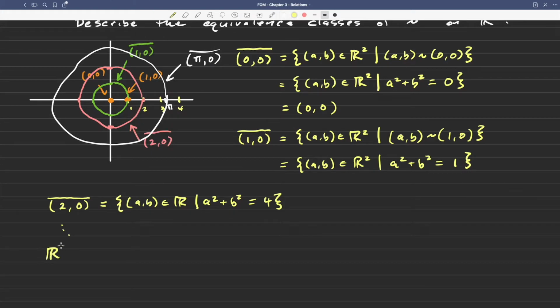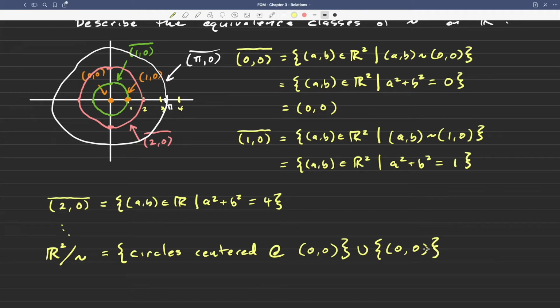R2, that's the space on which our equivalence relation is defined. If I look at this quotient, the set of all equivalence classes, one way that I could describe it is the set of all circles centered at (0, 0). And we did get one equivalence class that was not technically a circle. It was a degenerate circle. So we did have one equivalence class that was just a point, the origin itself.